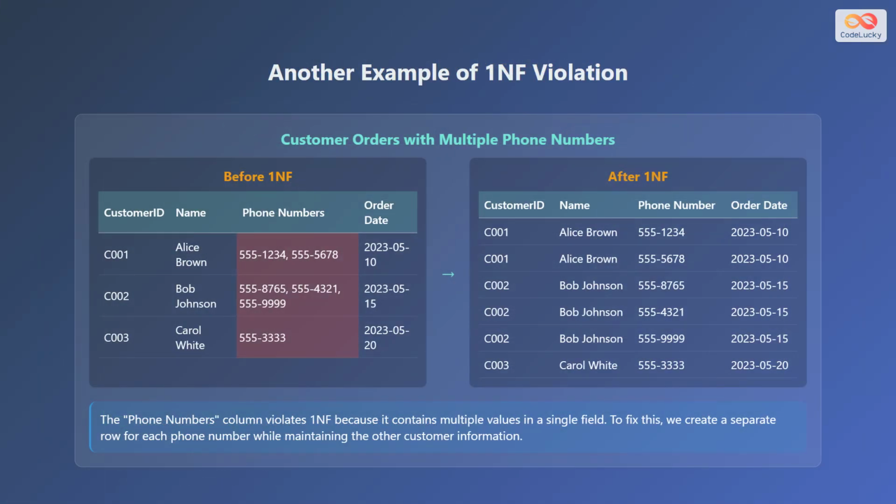Let's consider another example. Here we have a customer orders table with columns Customer ID, Name, Phone Numbers, and Order Date. Notice that the phone numbers column contains multiple phone numbers separated by commas for some customers. This violates first normal form because the phone numbers column contains multiple values in a single field. To fix this, we create a separate row for each phone number, while maintaining the other customer information. As you can see in the After 1NF table, each row now represents a single phone number for a customer. This ensures that each field contains only a single, atomic value, adhering to the principles of first normal form.